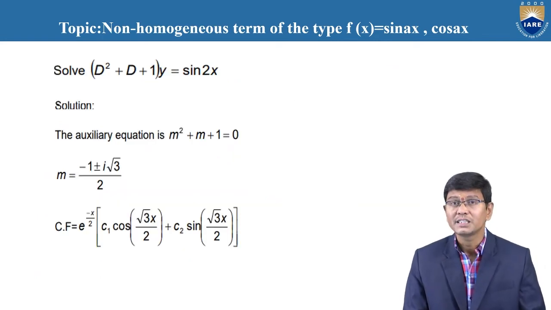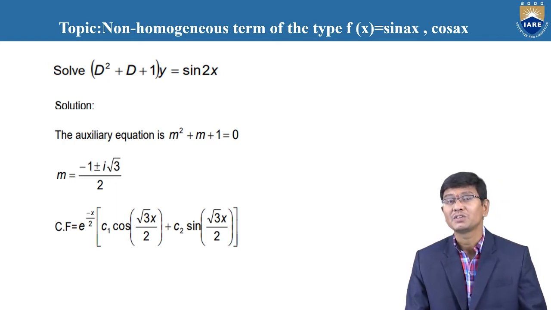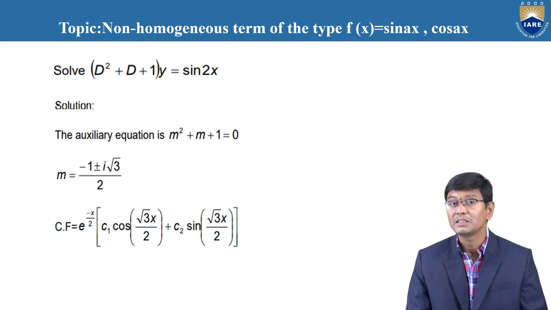Now, we will discuss how to solve d square plus d plus 1 into y is equal to sin 2x. Here also, we need to find the complementary function as well as the particular integration. To solve for the complementary function, d square plus d plus 1 into y is equal to 0.